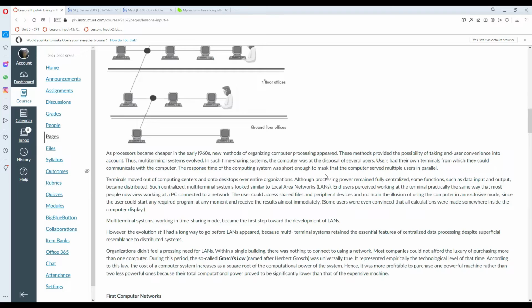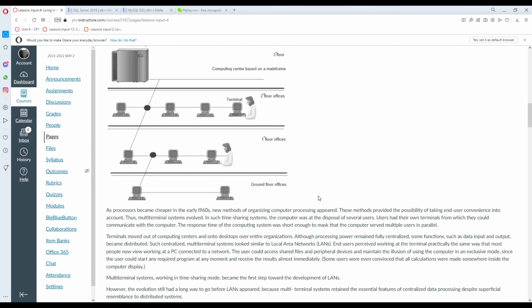The computer was at the disposal of several users. They had their own terminals from which they could communicate with the computer. The response time of the computing system was short enough to mask that the computer served multiple users in parallel. Okay? So the computer resources were shared among several users, but because of the short processing time, it is not that obvious to the multiple users connecting to the mainframe.